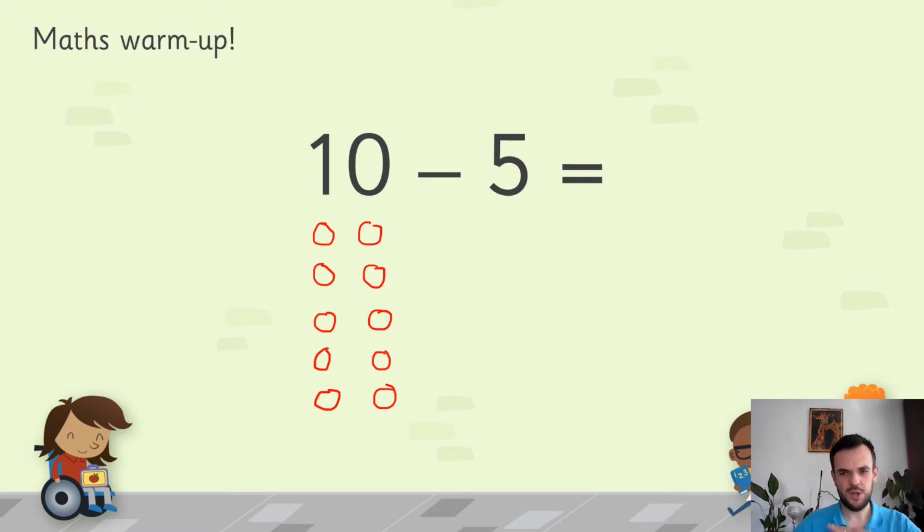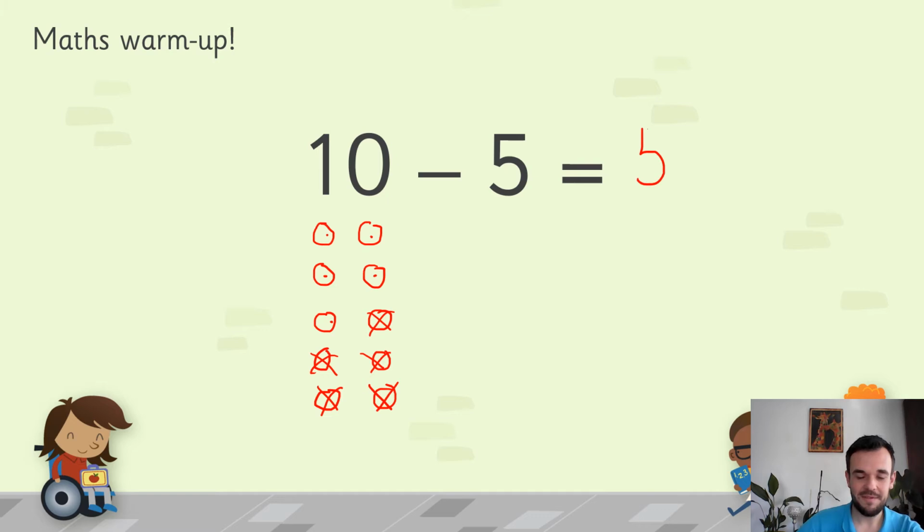And we need to take away 5, which means get rid of 5. So let's get rid of 5 of them. 1, 2, 3, 4, 5. We've got rid of 5. Now we just have to count how many are left. 1, 2, 3, 4, 5. So our answer is 5.